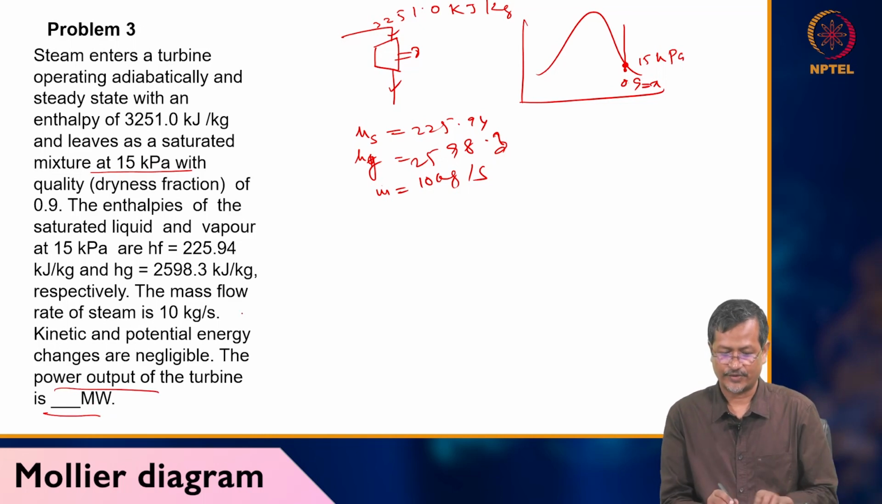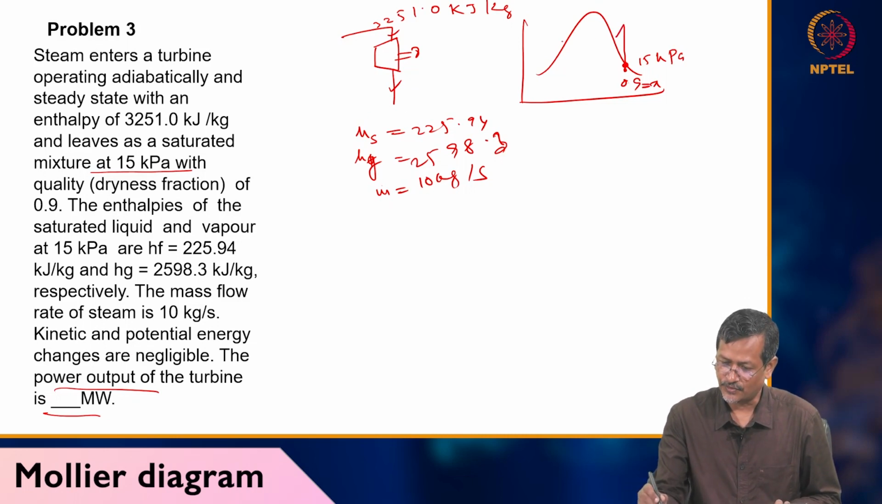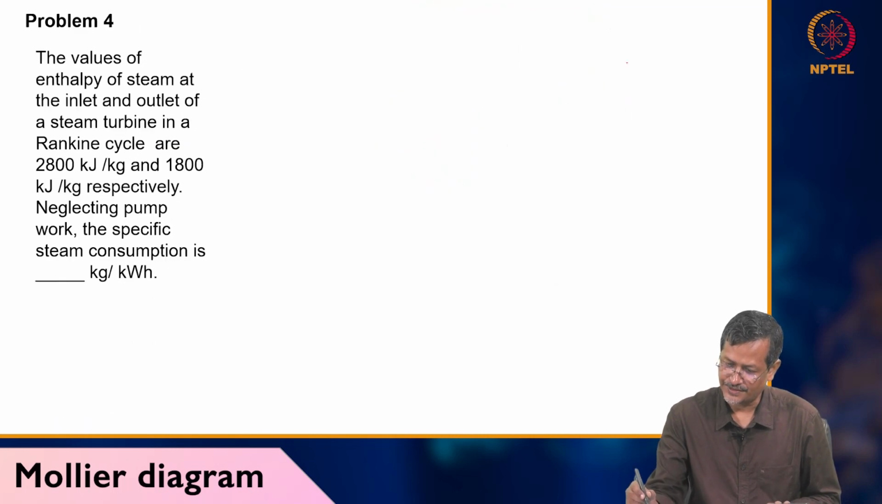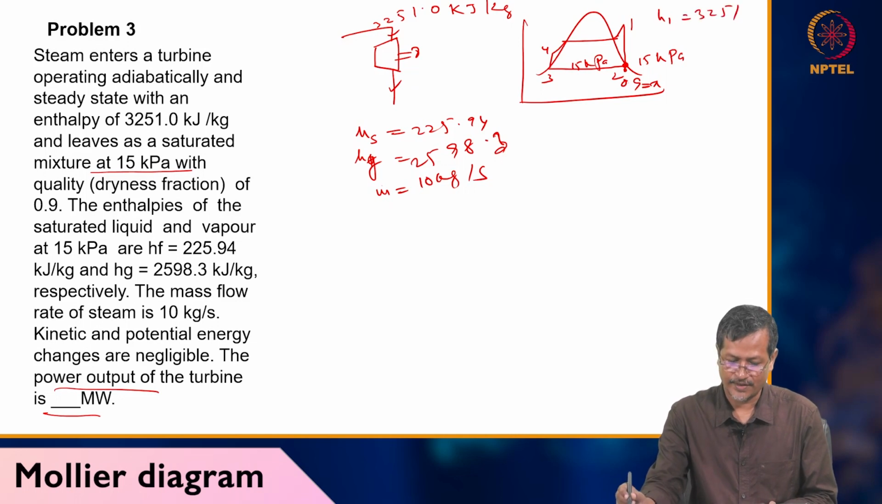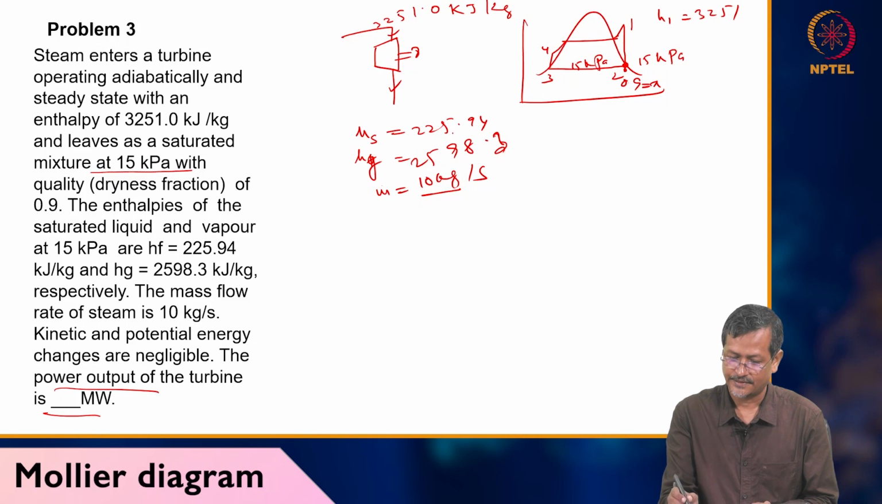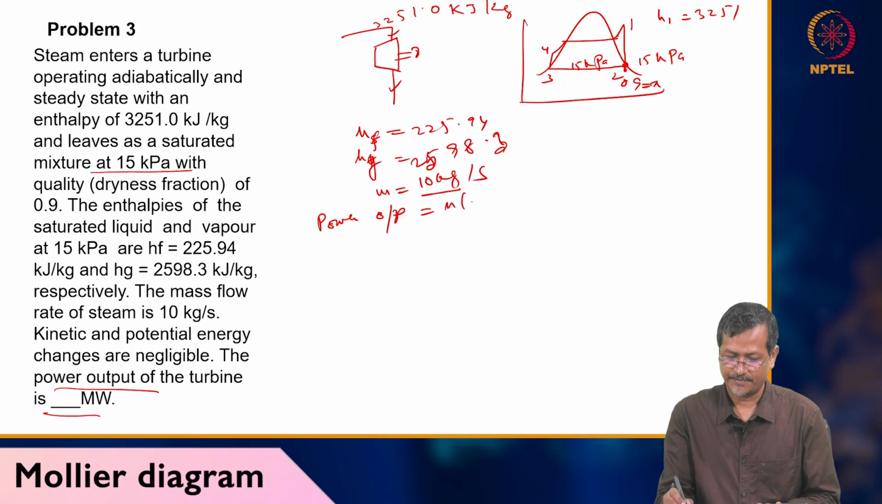Now you have given, okay, H, then draw my whole cycle. One is here, 1 2 3 4, 15 kPa. Now H1 is given, 3251, m dot already given, x 0.9 given, HF 225 given. This is HF. And H gas is given, gas or steam, 2598. So power output, P output, equals m dot times H1 minus H2.